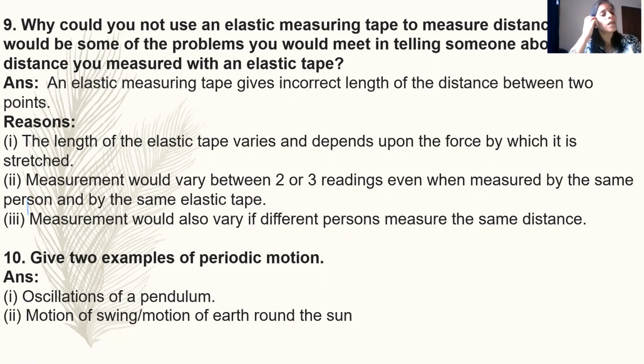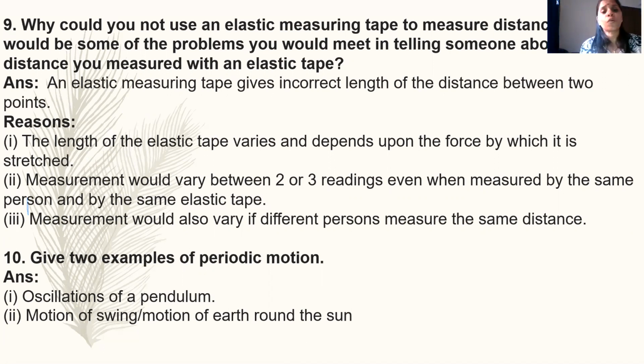An elastic measuring tape gives an incorrect length of the distance between 2 points. The reason: the length of the elastic tape varies and depends upon the force by which it is stretched. If someone is stretching with great strength, then the elastic tape will stretch more. But if someone is stretching with less strength, then it will stretch less. So it will not give us the correct measurement.